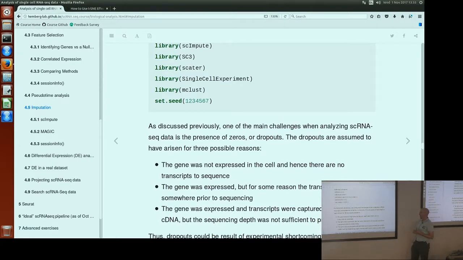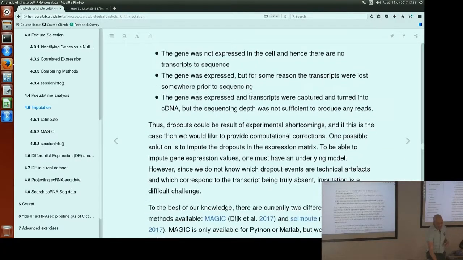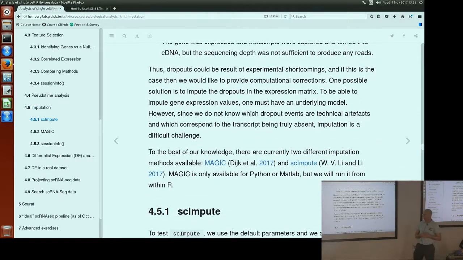The third reason you could obviously address by just sequencing more deeply, but the second one is not going to be helped no matter how deeply you sequence. So this is really the reason why people are trying to do imputation. The idea behind imputation is that you use some sort of underlying model of what is going on to fill in these zeros and infer the true value that was present there, but that we didn't observe.